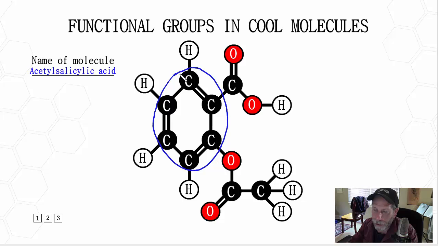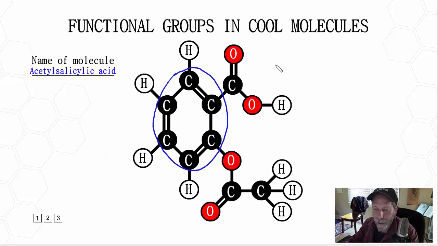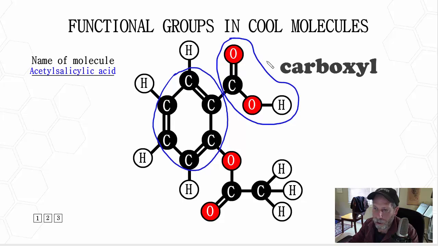And we can call this a phenyl. That's what I referred to it before, a phenyl ring. It's also commonly known as an aromatic ring or a benzene ring, depending on what functional groups are projecting off of it. So I'm going to go ahead and call it a phenyl group. And if we come over here, we see C double bond O, OH attached to the ring. So let's circle that. And this is a carboxyl group.